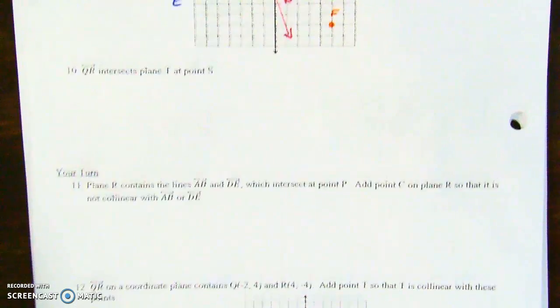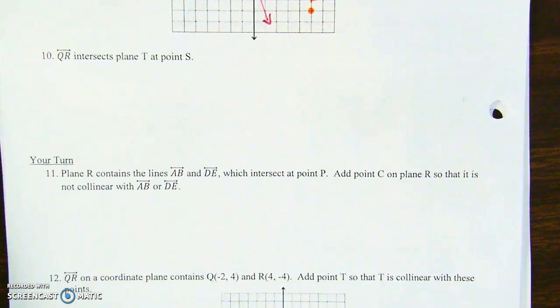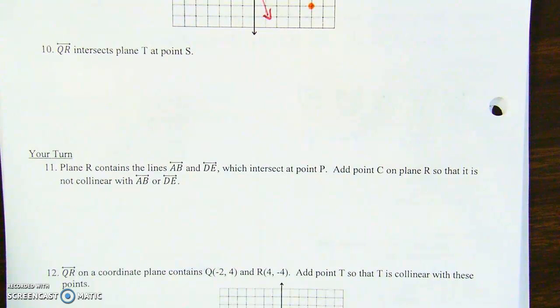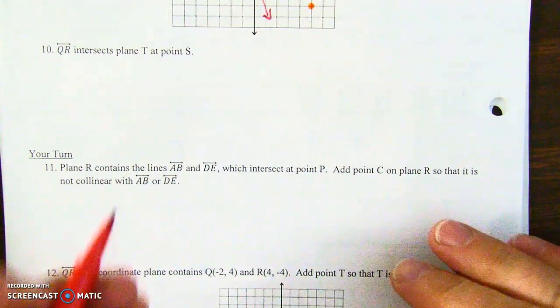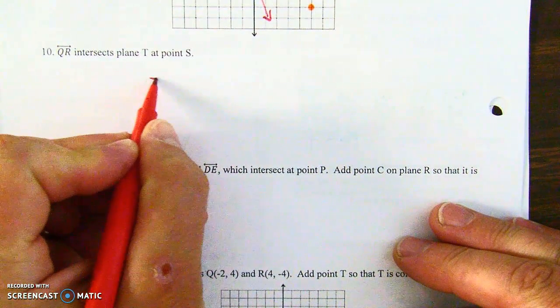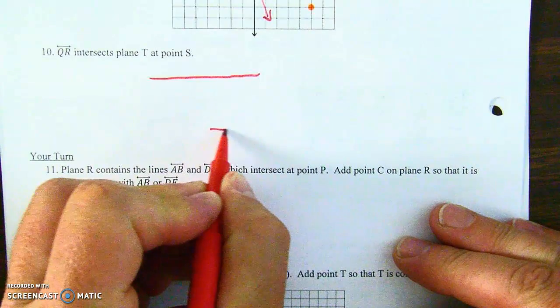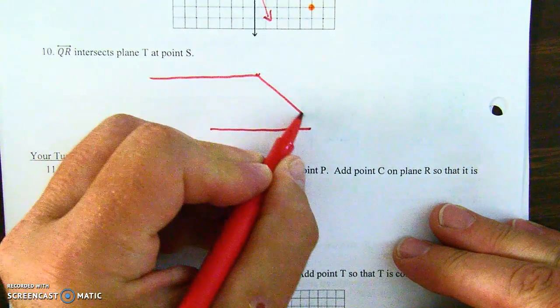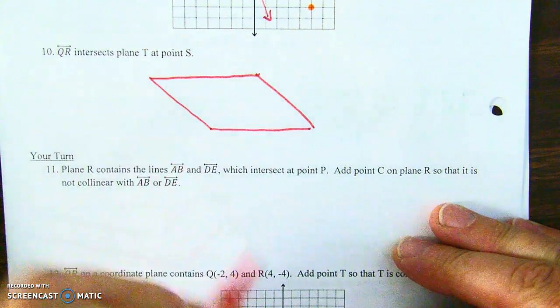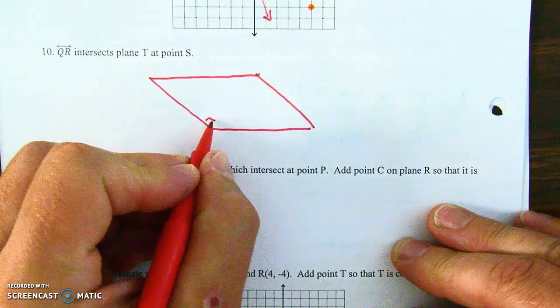Again, it's going to ask you to draw a line that intersects plane T at point S. So this goes back again to what we talked about in the first half when we have to draw a plane. So most times when you draw a plane, you're going to draw it like it's a parallelogram. Okay, so it's going to look something like this, and I'll do the best I can. Okay, and we're going to label this T.